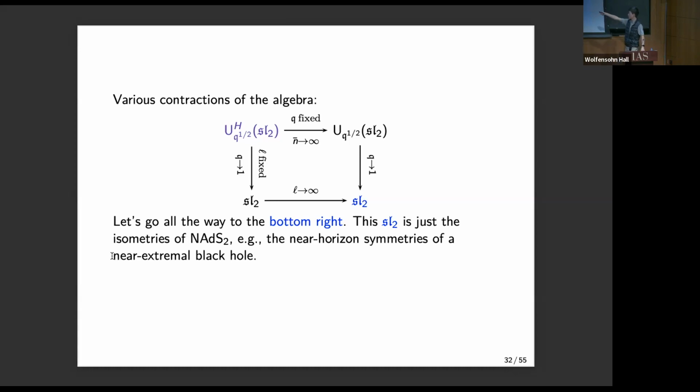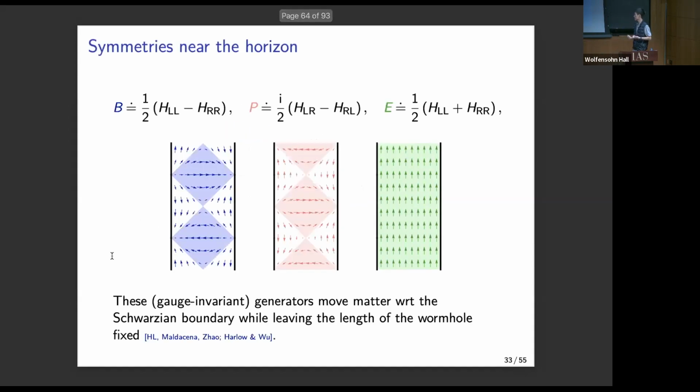If we go all the way to the bottom right, we get the isometries of nearly AdS2, which are just the near horizon symmetries of a near extremal black hole. Here we've just constructed them explicitly. The expressions for those generators, the boost, the momentum, and the global time translation, are given by these microscopic expressions. Okay, they are gauge invariant symmetries. They move matter with respect to the Schwarzian boundary while leaving the length of the wormhole.